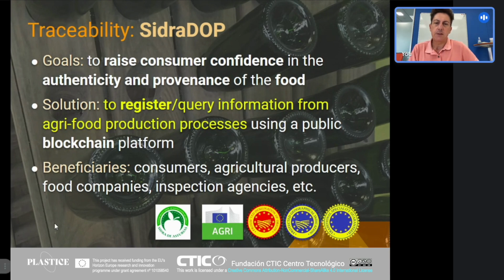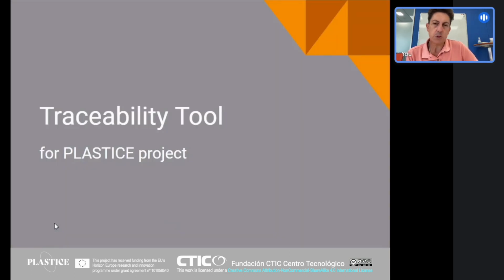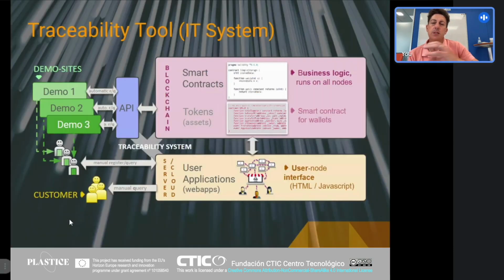And finally, we are in the end part of this workshop. The traceability tool for the PLASTICE project will be based more or less on these traceability applications that we have tested and developed. This slide, you have seen it in the original kickoff meeting. It is more or less a representation of the connection between systems, where the demo sites can connect with an API, that's an application programming interface, where your systems can connect and talk the same language, sending the values, the parameters to the API that will store automatically this information on the blockchain via this code, smart contracts, and so on.